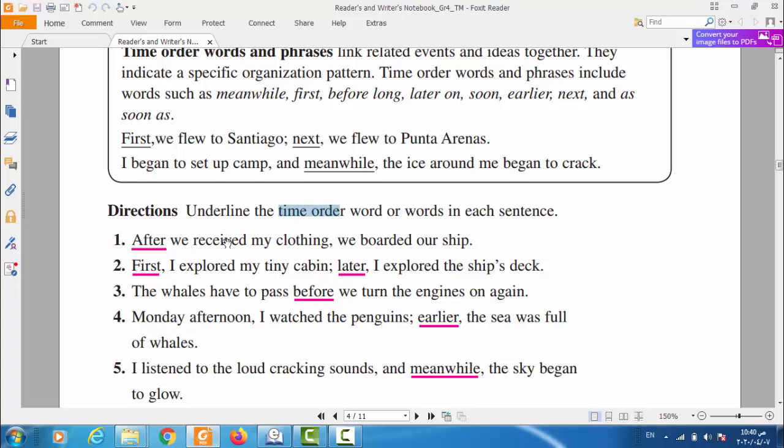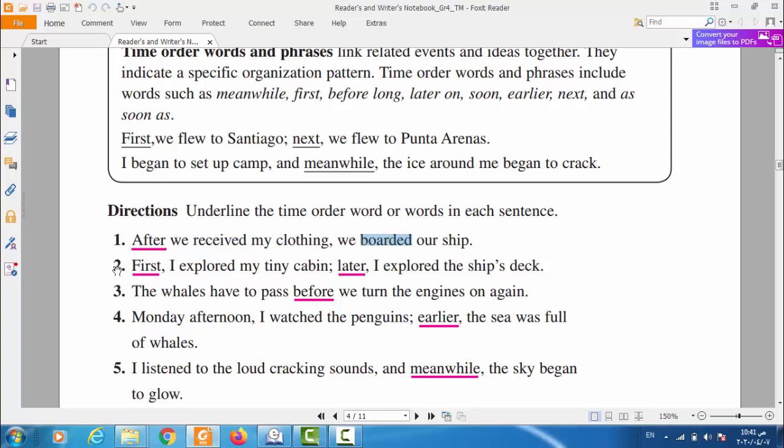Number 1: After we received my clothing, we boarded our ship. Which word here shows a time order of events? The word after shows that we received my clothing first, and after this, we boarded our ship. So the word after ordered the events of the sentence, showing that this one happened first and this one happened next.